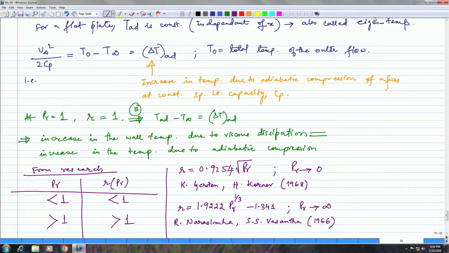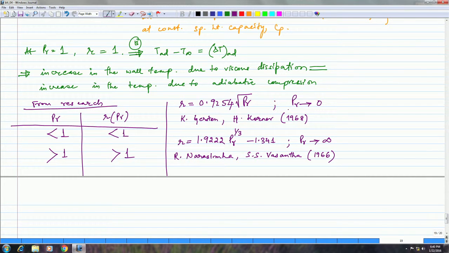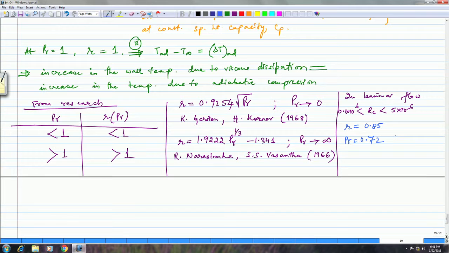So if I go back here, let me write that down. This is just a note, so to speak. So I might as well write here that in laminar flow, the Reynolds number Re is less than this. The recovery factor is 0.85, and the corresponding Prandtl number is 0.72. The gist of the matter is that the experiment agrees well with theory.